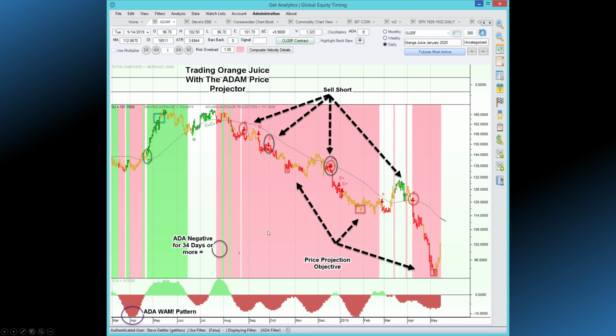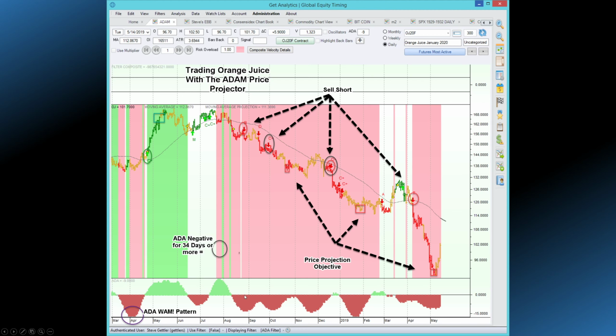The other is our accumulation distribution alert oscillator, which is across the bottom. What we're looking for in this oscillator is long periods of distribution of a trading instrument such as orange juice, or long periods of accumulation. Let's focus on the area of decline through here. And what I've done is I've circled the areas of long periods of distribution, defined as the ADA, accumulation distribution alert oscillator, being negative for 34 days. So I've circled this area right here as a particularly good selling point.